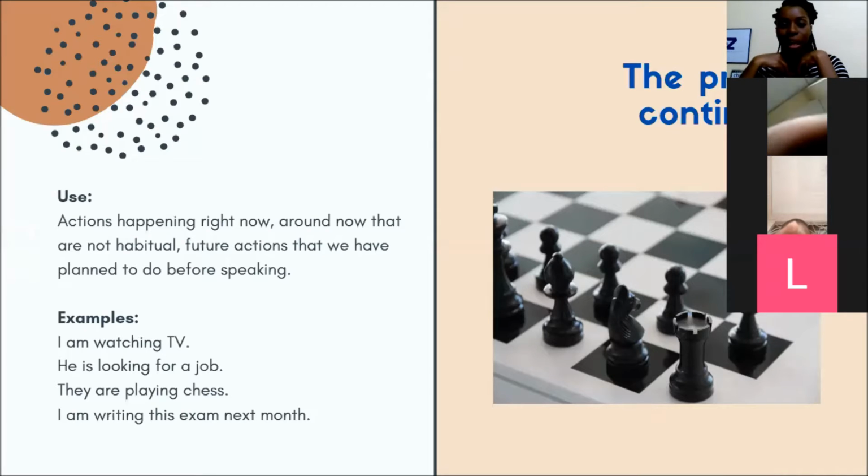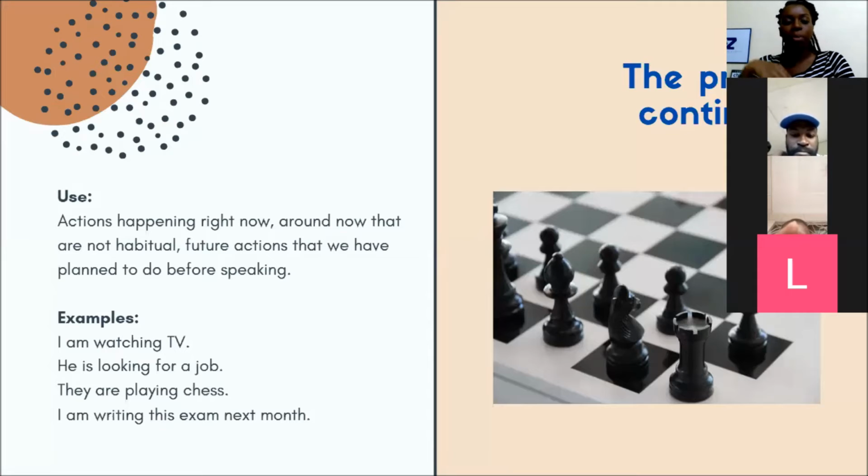Right now, I am teaching an English lesson. Right now, you are watching me teach a lesson. Right now, we're having a meeting. It is happening right now. I am watching TV. I am teaching English right now. So you use the present continuous for actions that are happening in the moment.